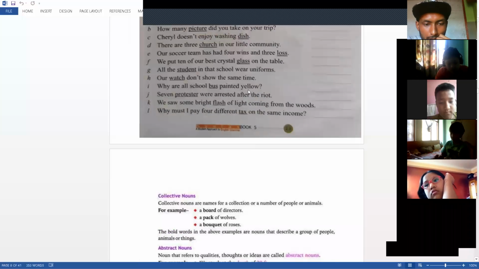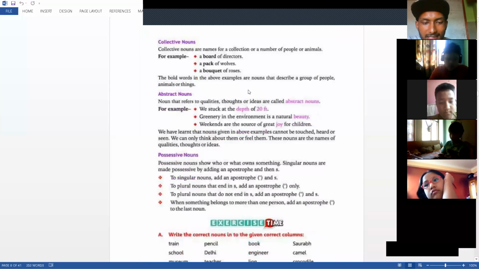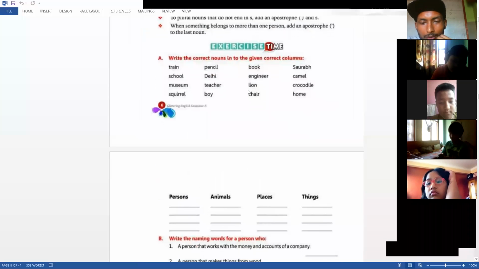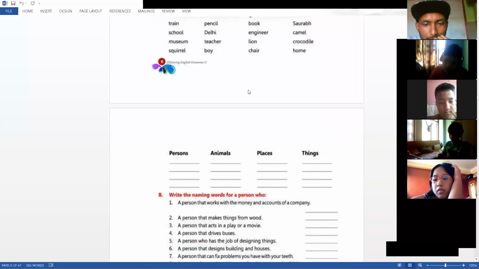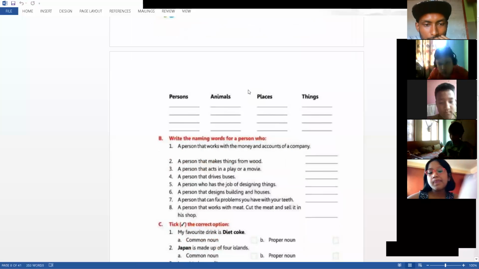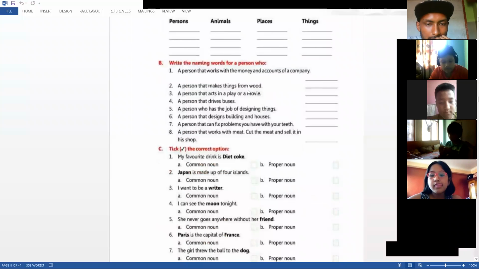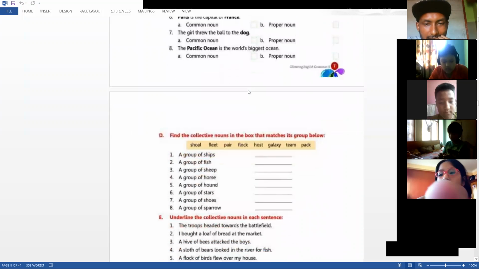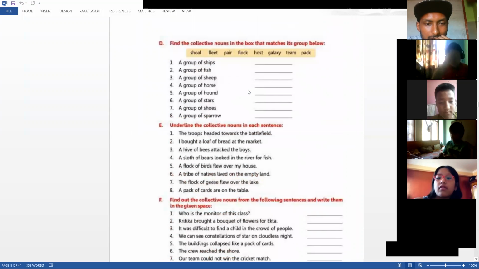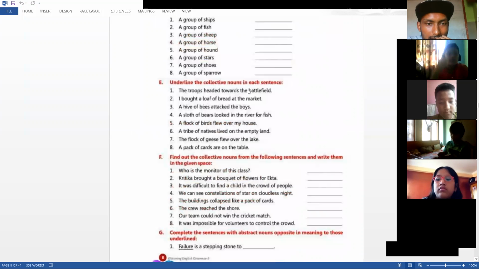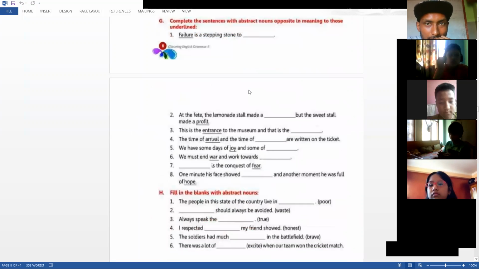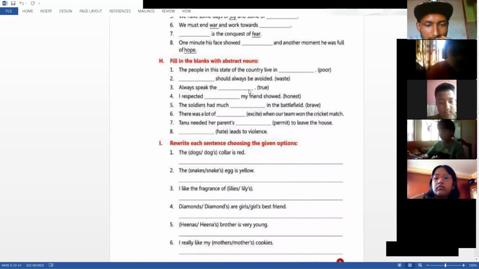Okay. Now, these are the exercises that Kanchan shared with us. And they are also interesting exercises. I've given a token for them also. So you can do it from here also. They are common noun exercises. There are some collective noun exercises. These are abstract noun exercises.